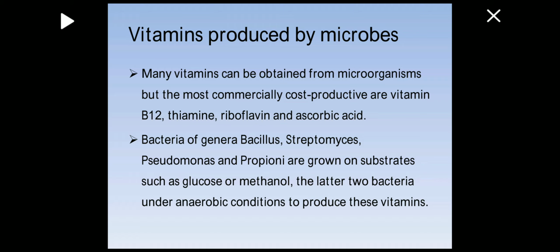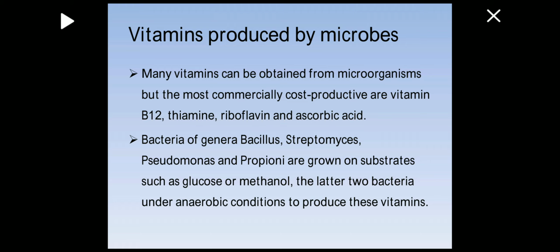Vitamins produced by microbes. There are certain vitamins which are also produced by microbes. Many vitamins can be obtained from microorganisms, but the most commercially cost productive are vitamin B12, thiamine, riboflavin, and ascorbic acid. Commercially cost productive means that the cost of producing those vitamins, and then isolating them and purifying them, is cheap, right? So the cost and the sale match up, and there is a factor of profit as well within those production areas.